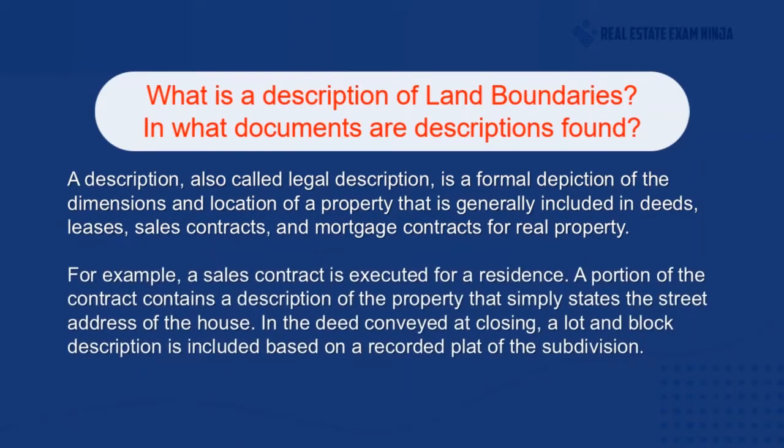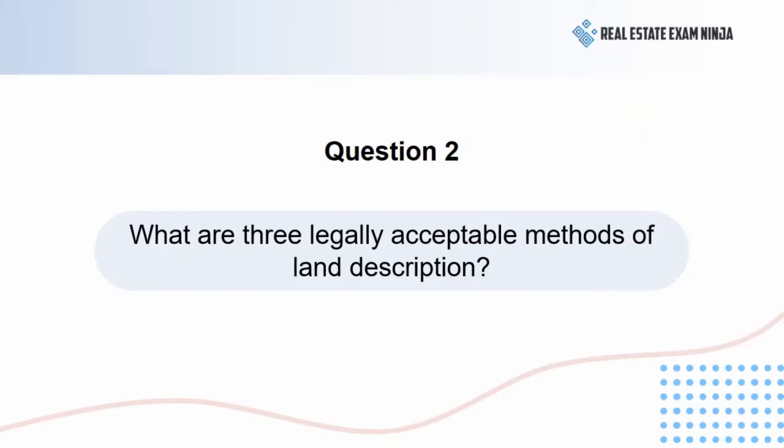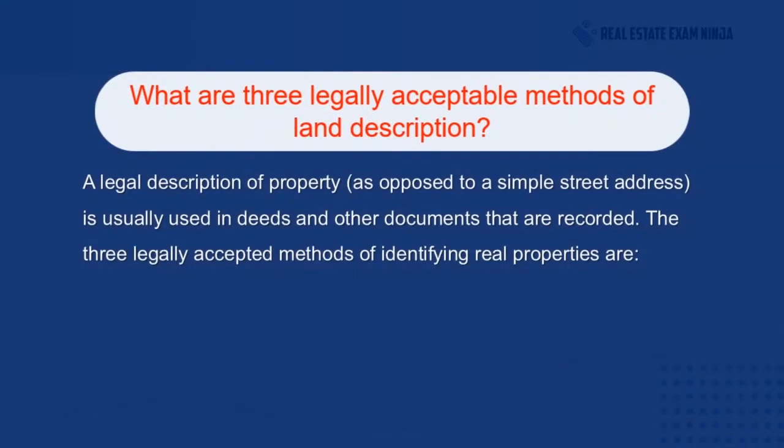For example, a sales contract is executed for a residence. A portion of the contract contains a description of the property that simply states the street address of the house. In the deed conveyed at closing, a lot and block description is included based on a recorded plat of the subdivision. What are 3 legally acceptable methods of land description?